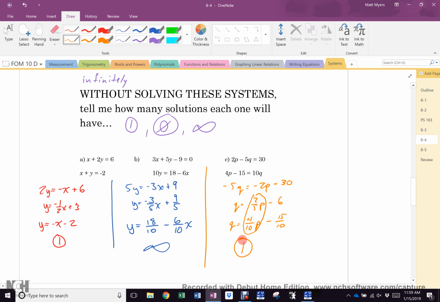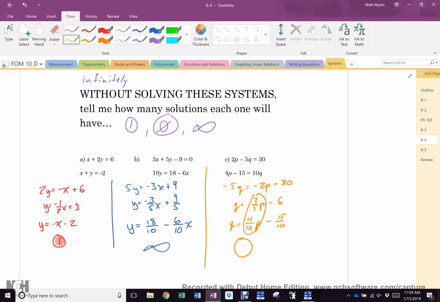Does everyone understand? They will have 0 solutions. Sorry. Because they share slope. Just as I was going to say that, I looked at the red one. Are we all good?